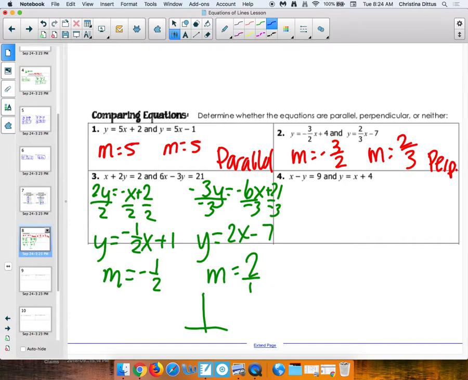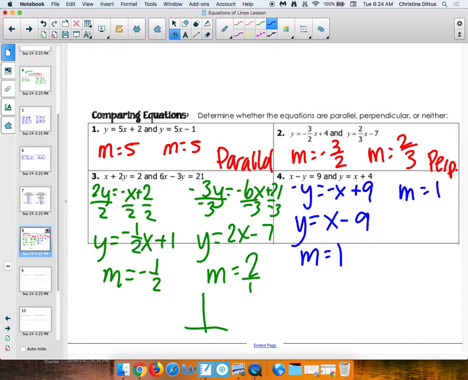How do I find my slope in the first one? Minus x, so I have a negative y equals negative x plus 9, and then divide by negative 1, so I get y equals x minus 9. So what's my slope there? 1. What's my slope of the other one? 1. So how are they related?